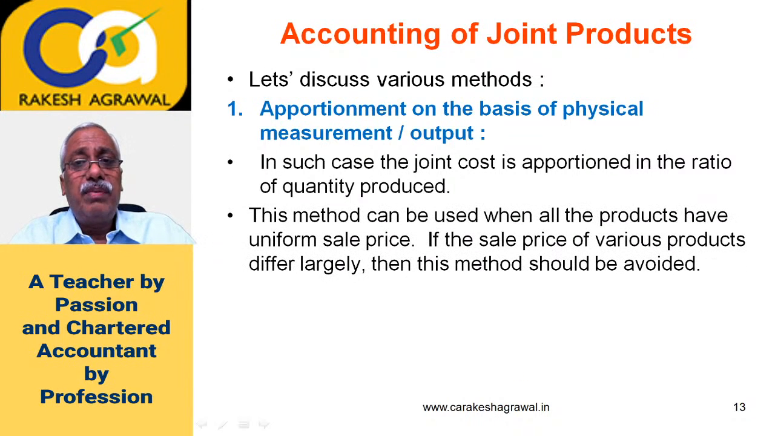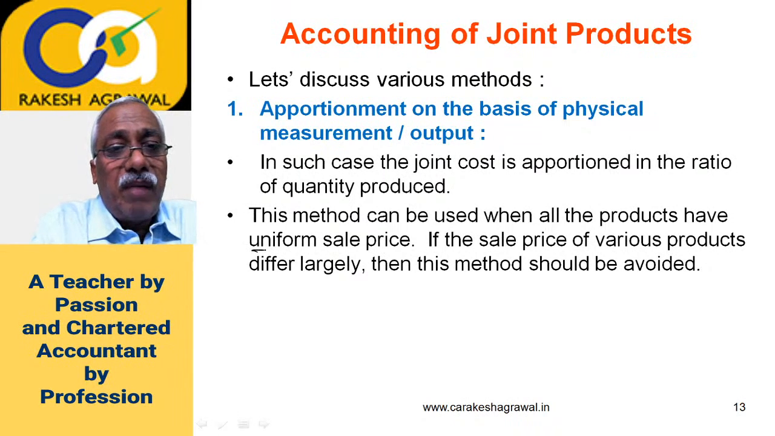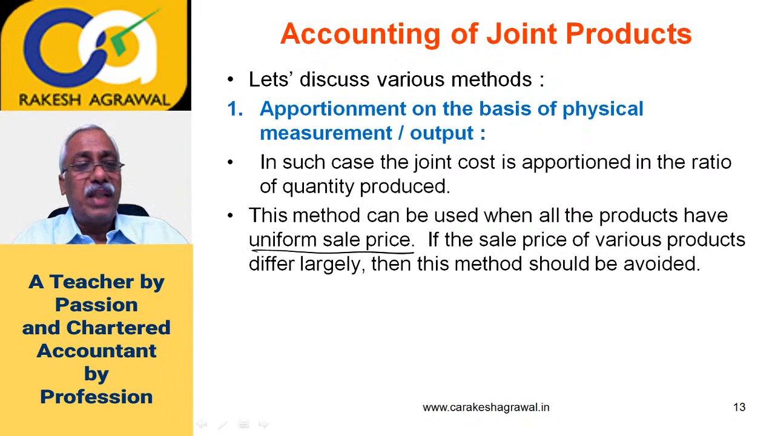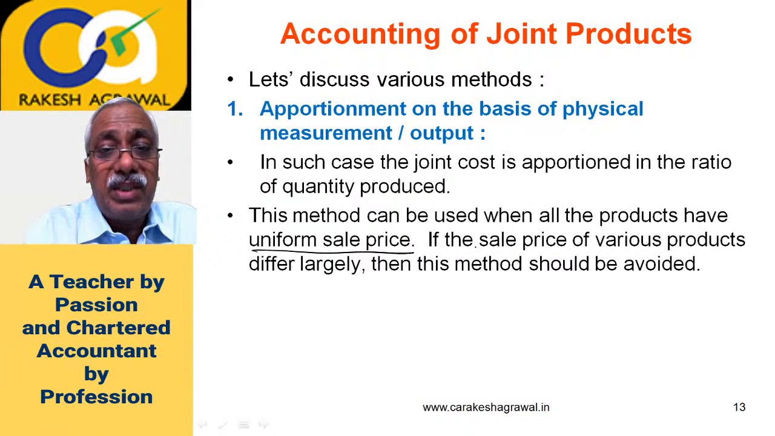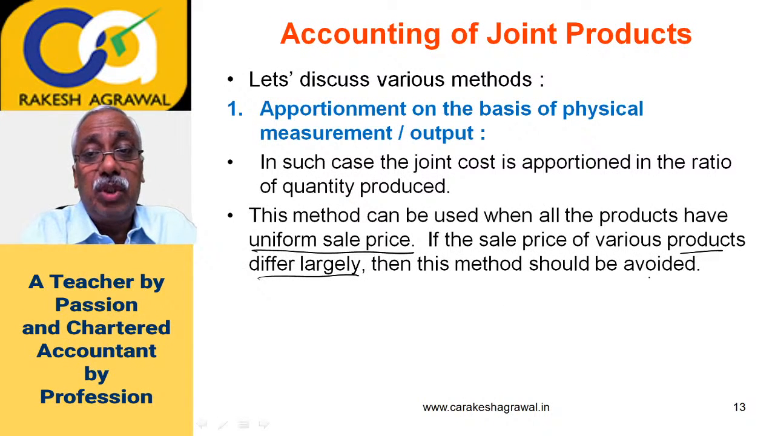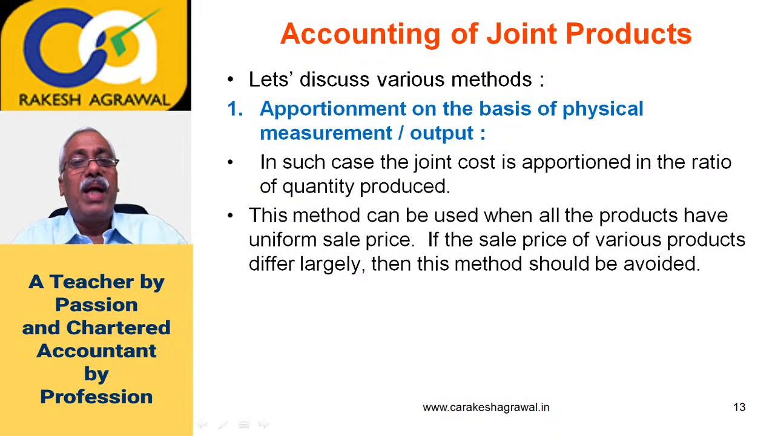This method can be used when all the products have a uniform sales price. This method is considered good if you have a uniform sales price. It means if your joint products are A, B and C, or in our example A and B, then A's sales price and B's sales price are the same. Then you can use this method of physical output. If the sales prices of the various products differ largely, then this method should be avoided. But if the sales prices are uniform, then you may use this method. We will discuss the reason also, why it should not be used if the sales prices are different.